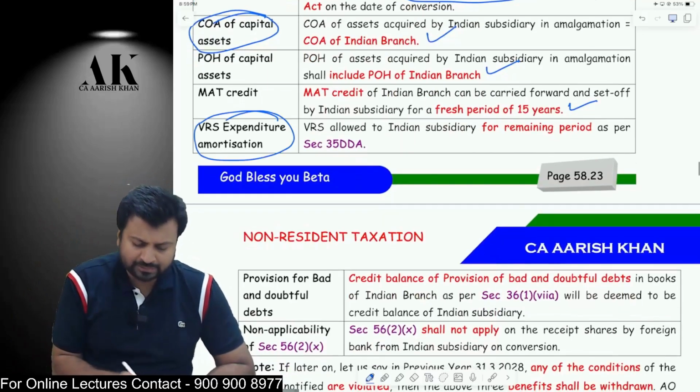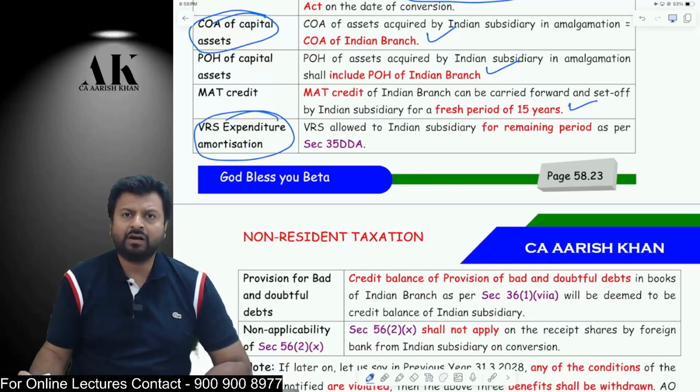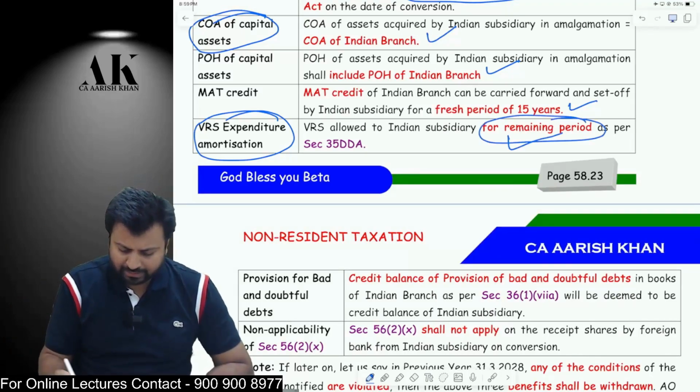Okay. What about VRS expenses? VRS expenses are allowed for a period of 5 years. Whether it will be allowed to the Indian company for the balance number of years, it will be allowed to the Indian company for the balance number of years.